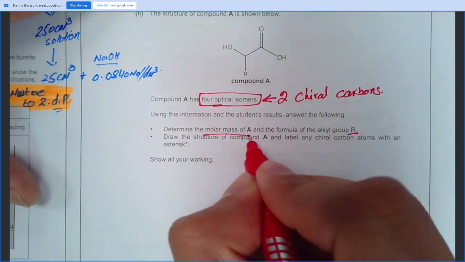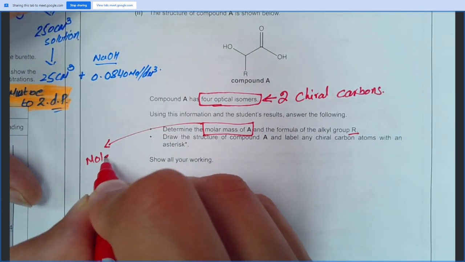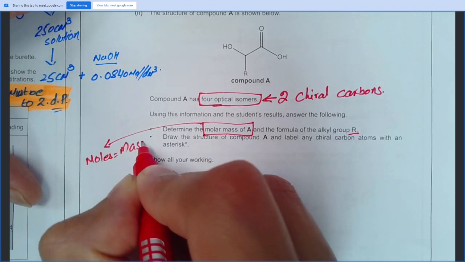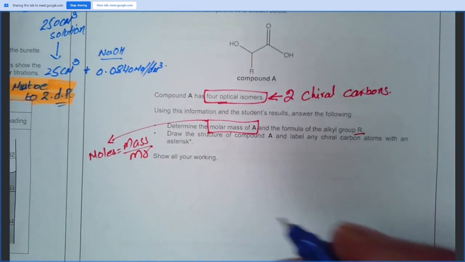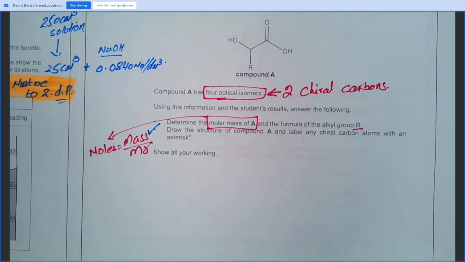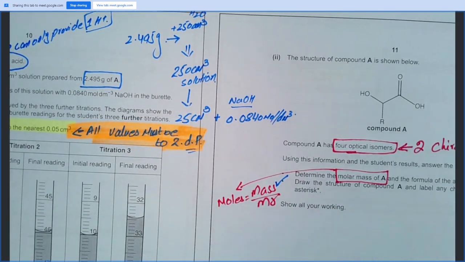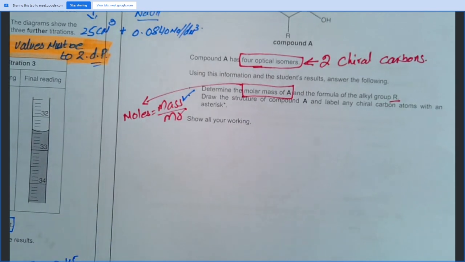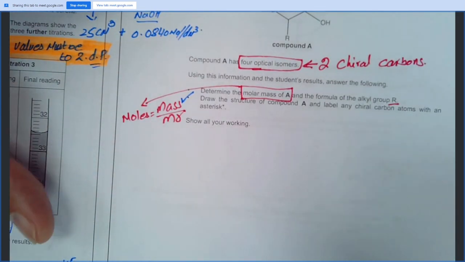To work out the molar mass of A, what will I need to do? I'll have to use the formula moles equals mass over Mr. Now I do know the value of mass already because it was given at the start of the question, which is 2.495 grams. We have to work out the moles of A in 250 centimeter cube.